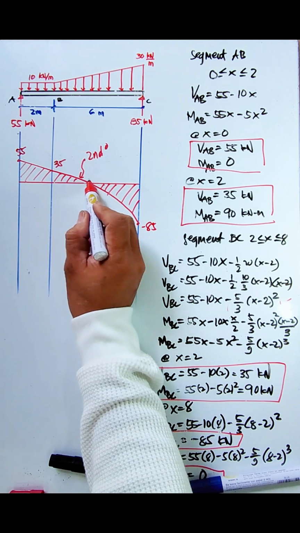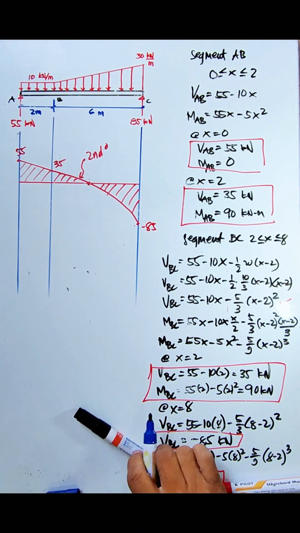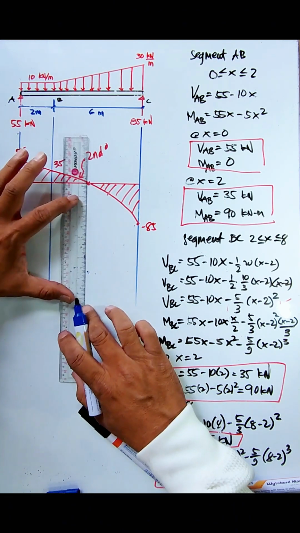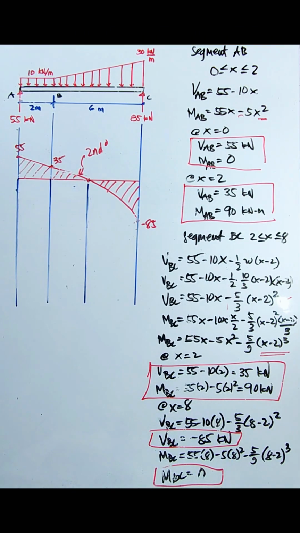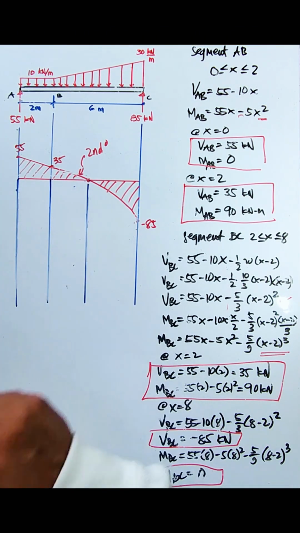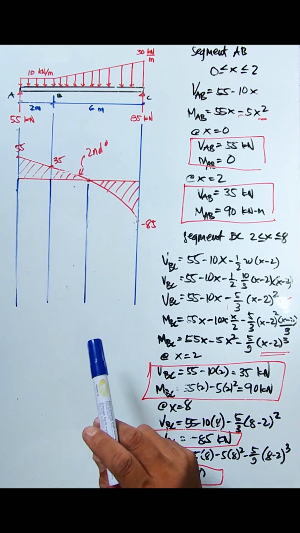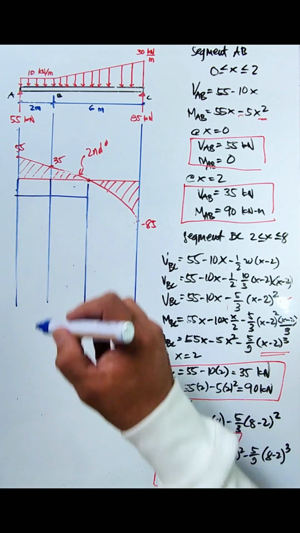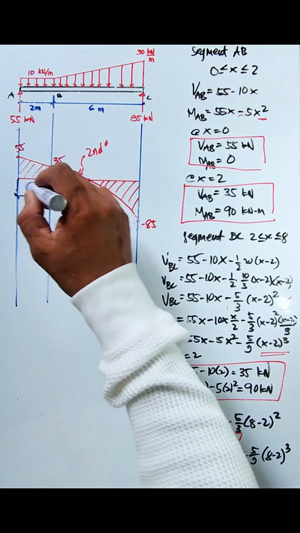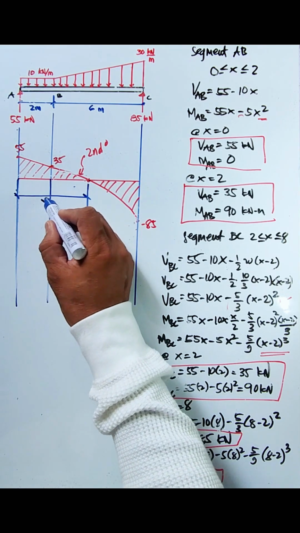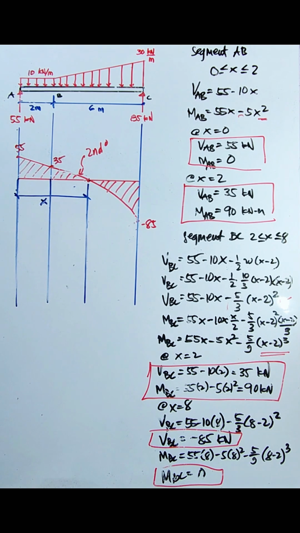So there's a point here where shear equals 0. That means we need to solve the location of this point as well as the moment at this point. Okay, next we are going to solve for the location of this point of zero shear using the shear equation for segment BC, which is this one. Okay, so distance x should be this one here, x from the left end to the point of zero shear.